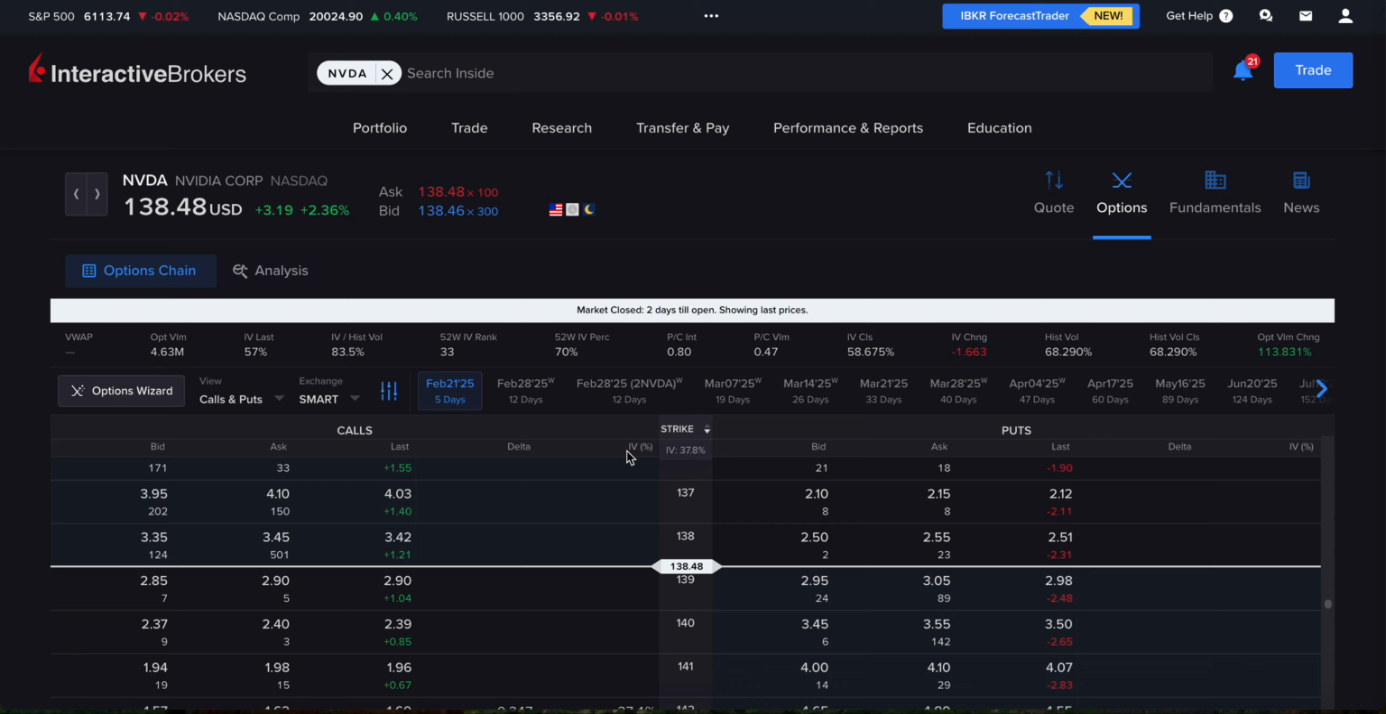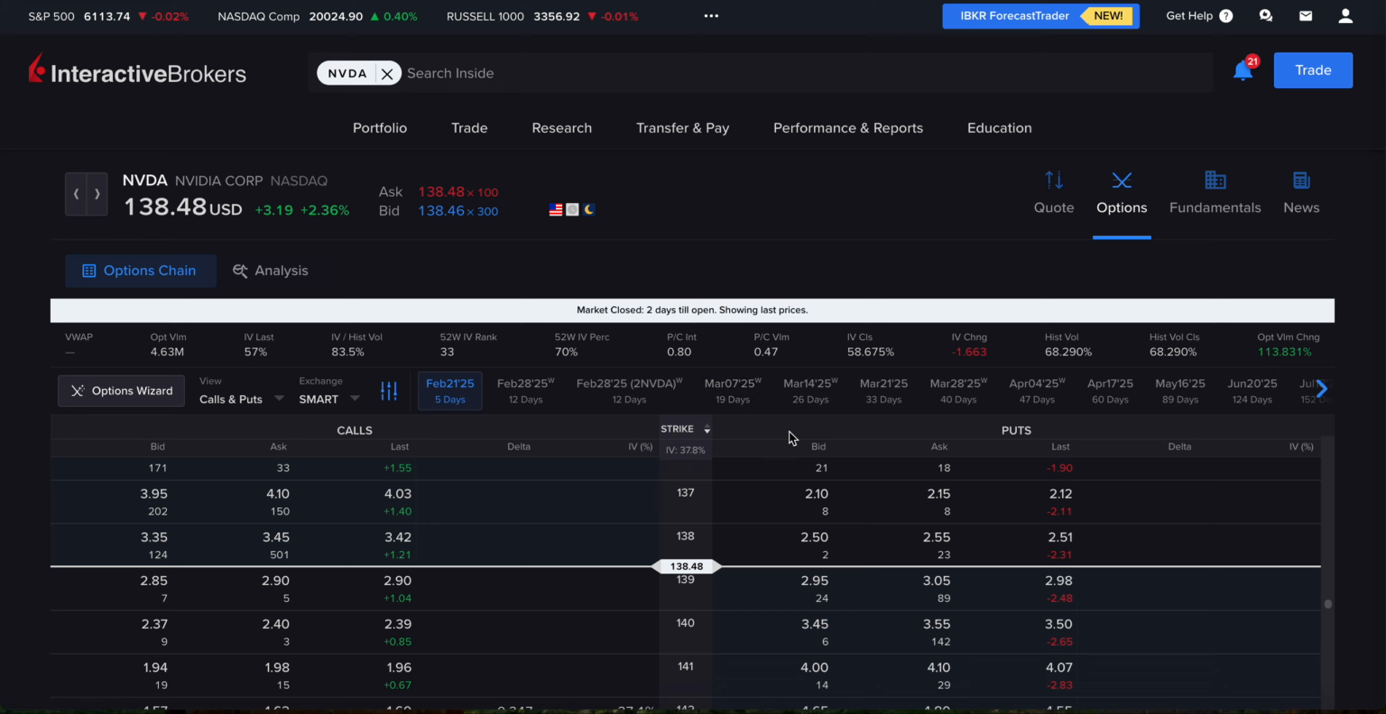Options are financial contracts that give the buyer the right but not the obligation to buy or sell an asset at a predetermined price before a specific date. The predetermined price is the strike price. The specific date is your date of expiration. Now options can be categorized mainly into weekly and monthly options.